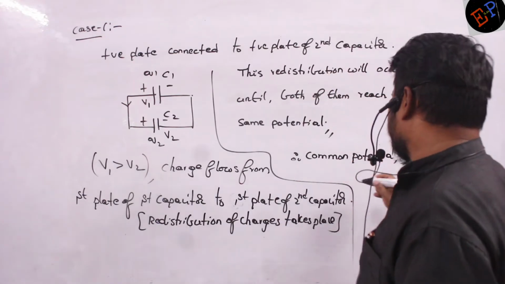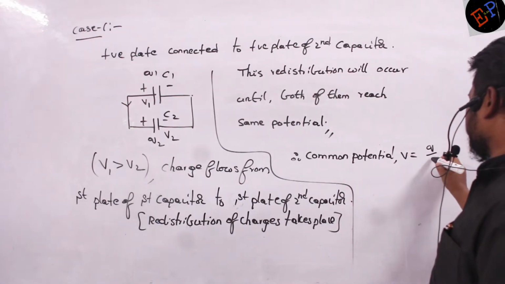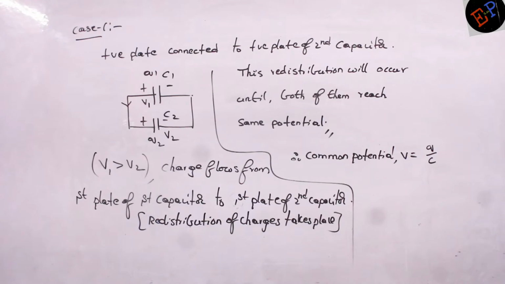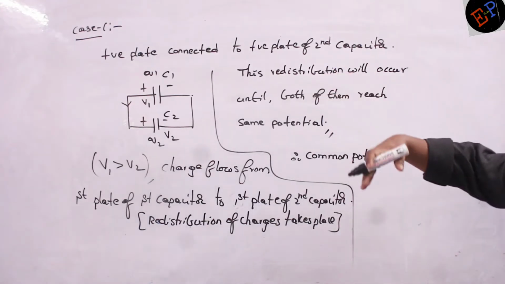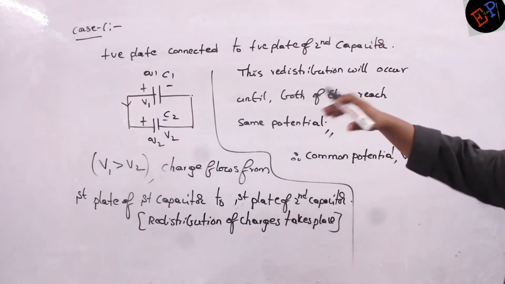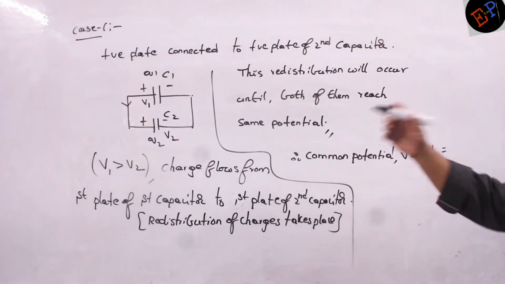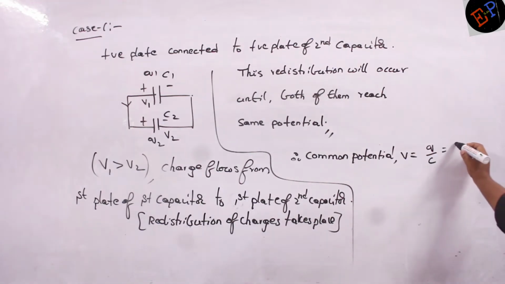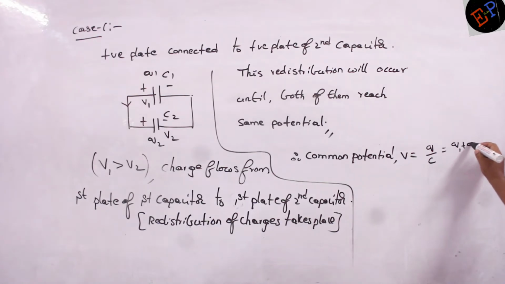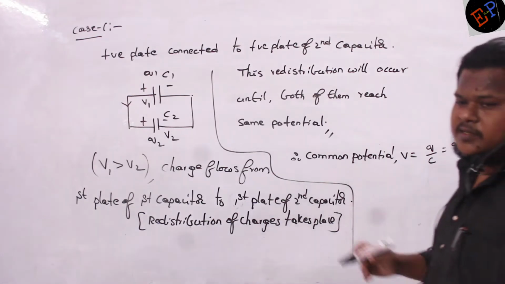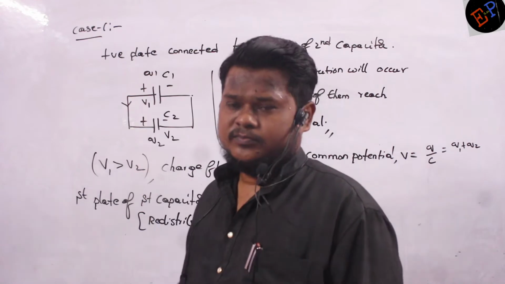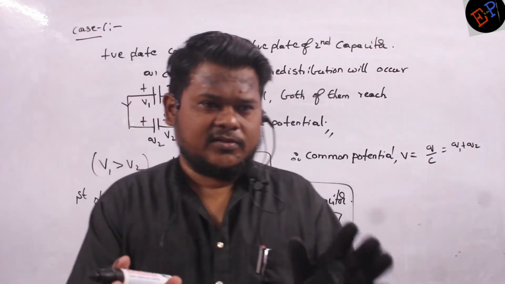V is equal to Q by C. This is the formula, no? So for the total circuit, if I want to calculate the common potential, or the potential on each capacitor, then the total charge present is Q1 plus Q2, no? Charges have redistributed, that's all. Charges have not cancelled, no?